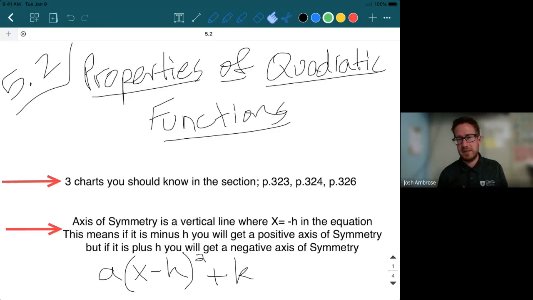All right, so the last section dealt with the translations, movements, left and right, up and down, all that stuff. This still has a graphing part to it, but there's a lot more in the world of calculation. So let's jump right into it.